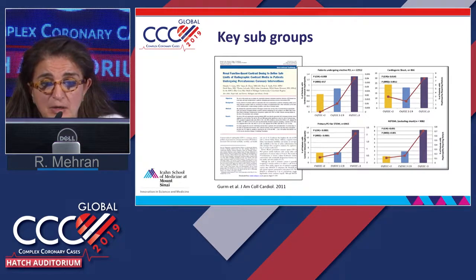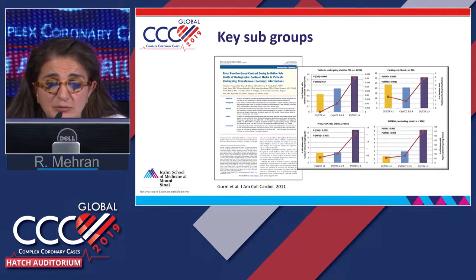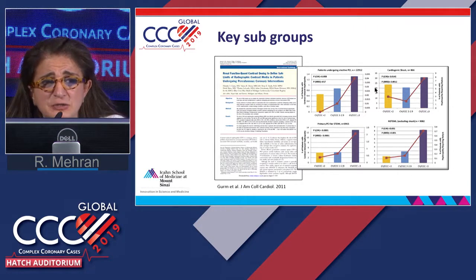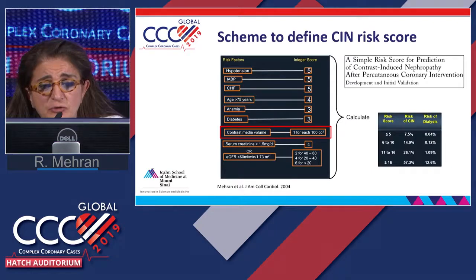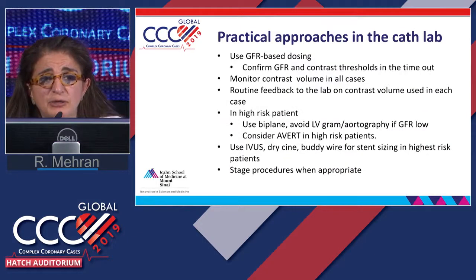Dr. Gurm also has looked at some of these sub-studies looking at underlying risk, the association of the contrast volume, and I think these are also very, very important. And others have also shown very important correlation back and forth. And of course, in our risk score, we use the integer score. For every 100 cc's, you get an important additional risk factor.